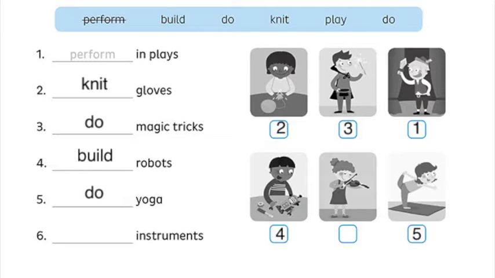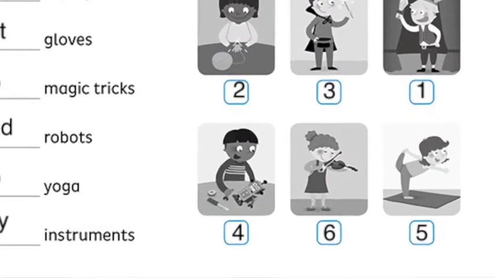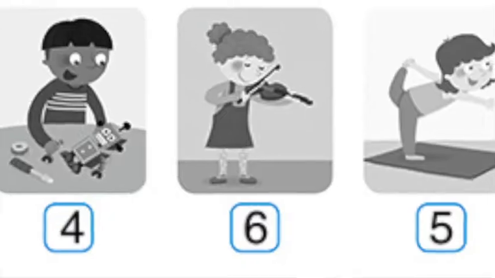And number 6, blank instruments. So the last word for us here, right? Because we used do, we used build, we used knit, we used perform. So the last one is play. So number 6, play instruments. And that would be this picture here, number 6. Play instruments. Very good. Let's go ahead and move on.